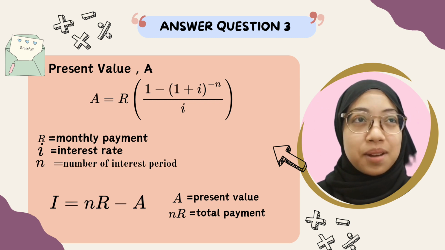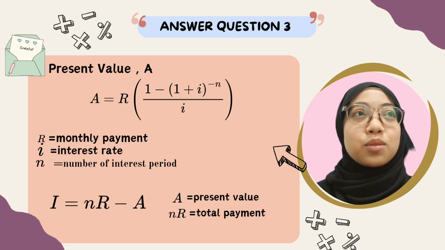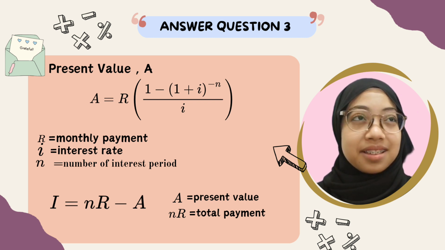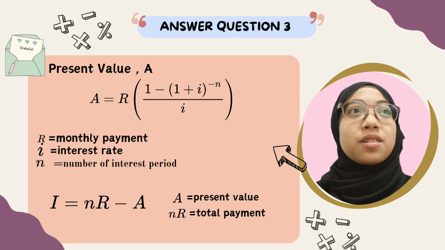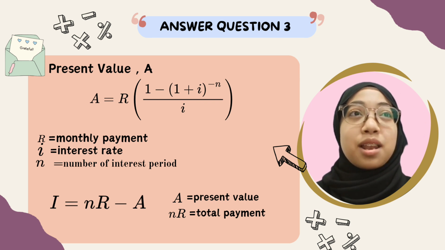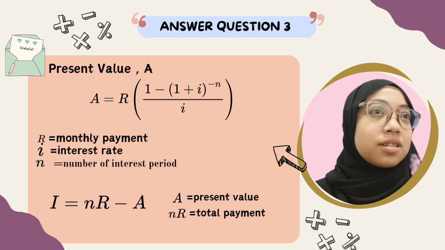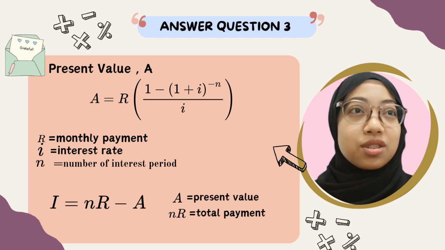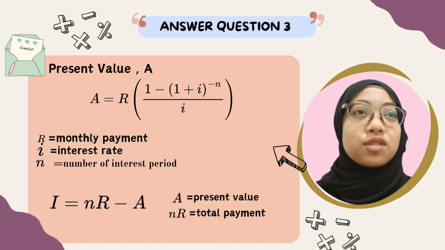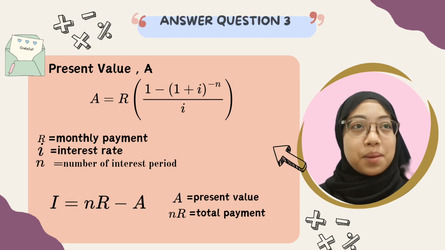A equals R, bracket, 1 minus (1 plus I) power negative N, and then we divide all of that by I. R in this formula is also the monthly payment, I is the interest rate, and N is the number of interest periods. And just like the present value, to find the interest charge, we use I equals NR minus A, where A is the present value and NR is the total payment.